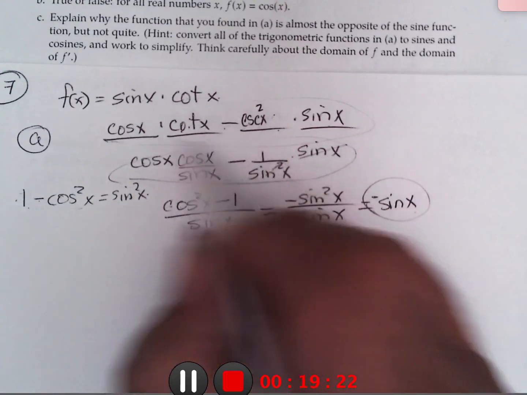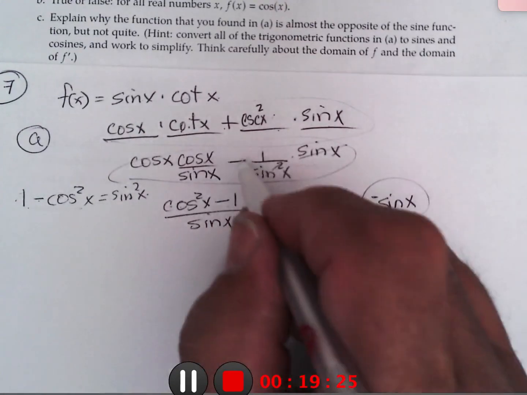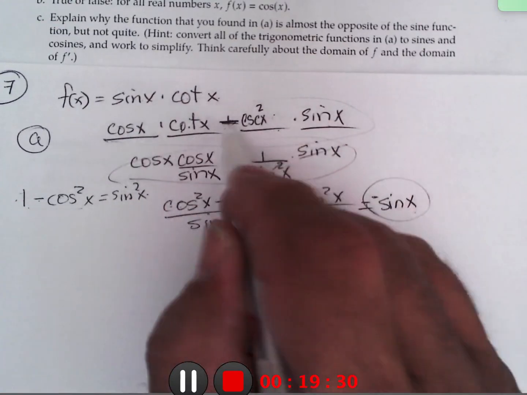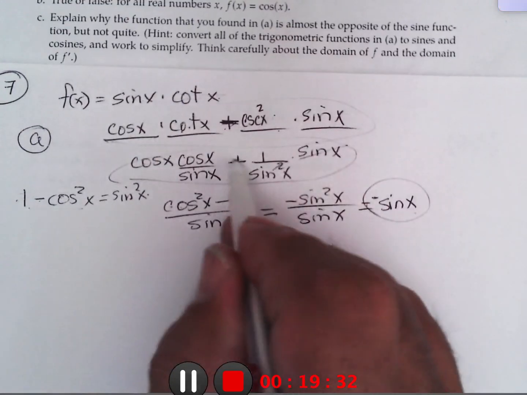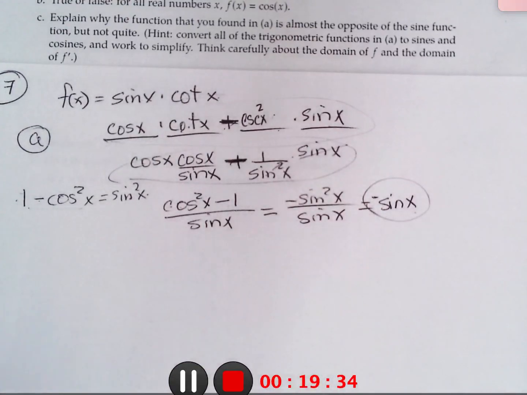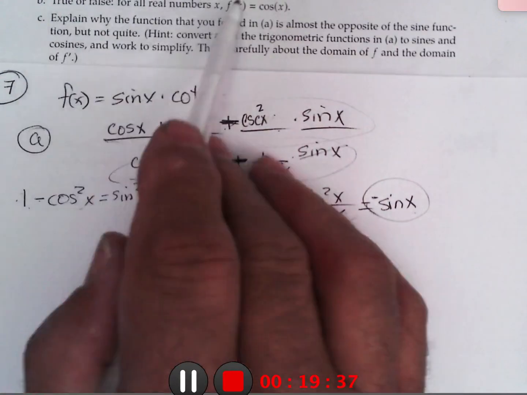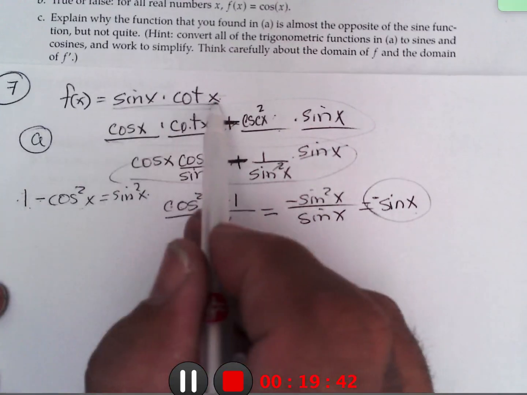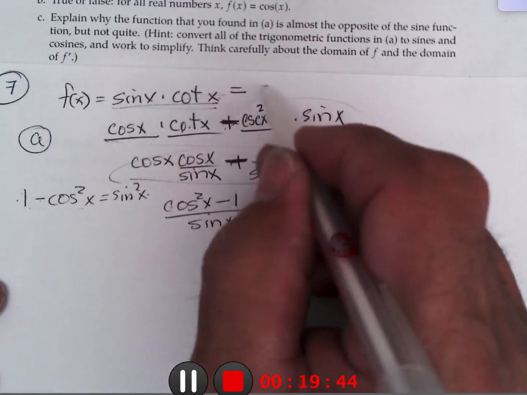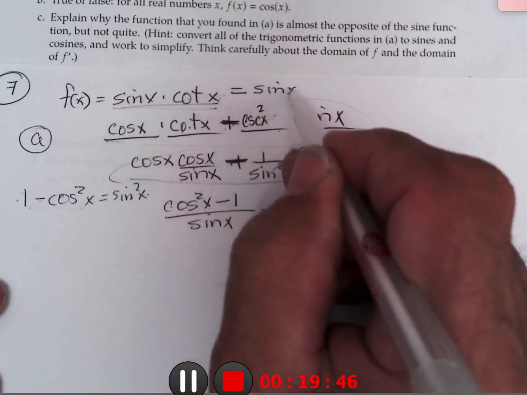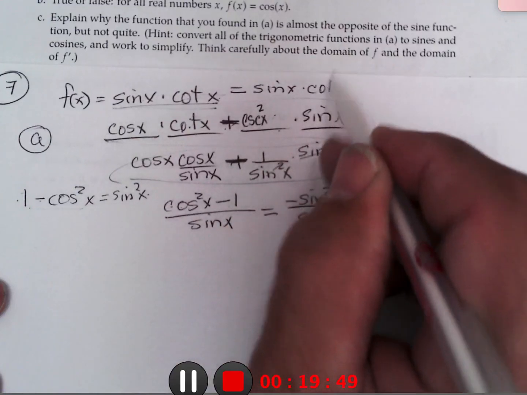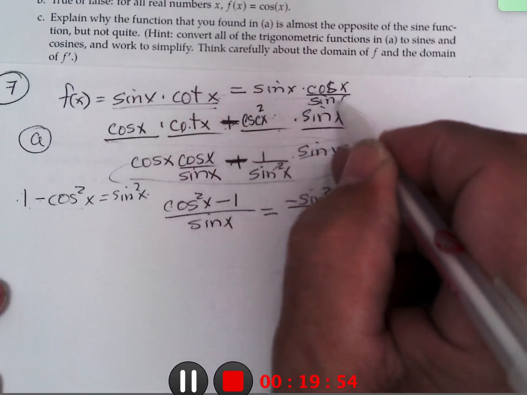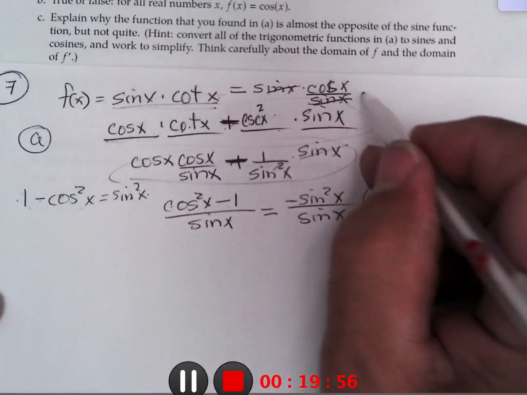This is a plus, and this is a, wait a minute. Oh, that was negative because the cotangent was negative. So that's negative. So this is right. Okay, now, is it true that f of x equals cosine of x? Well, let's look at f of x. This is sine of x times cotangent of x, which is cosine x over sine x, and these cancel. So it looks like it's the cosine x.